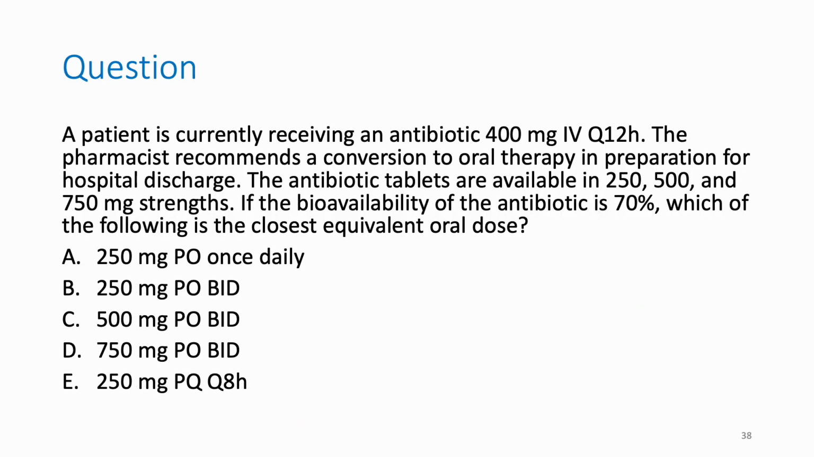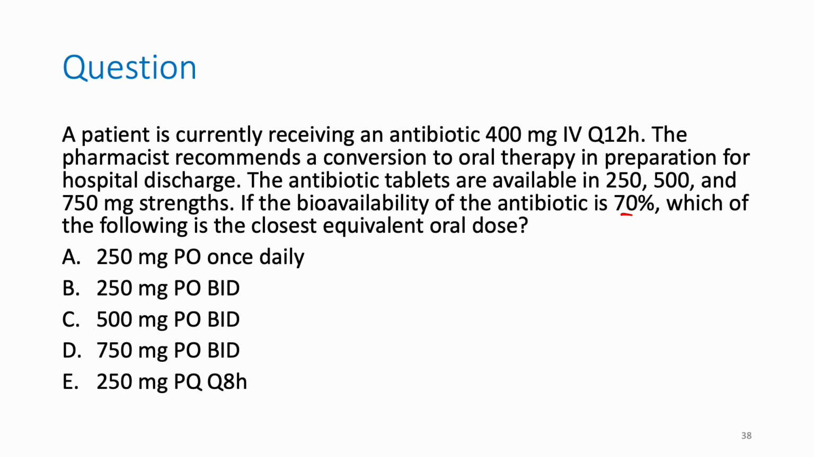Alright, so the next question is a little bit more complicated. So look at the question. A patient is currently receiving an antibiotic 400 milligram intravenous injection every 12 hours. The pharmacist recommends a conversion to oral therapy in preparation for hospital discharge. The antibiotic tablets are available in 250, 500, and 750 milligram strengths. If the bioavailability of the antibiotic is 70%, which of the following is the closest equivalent oral dose?